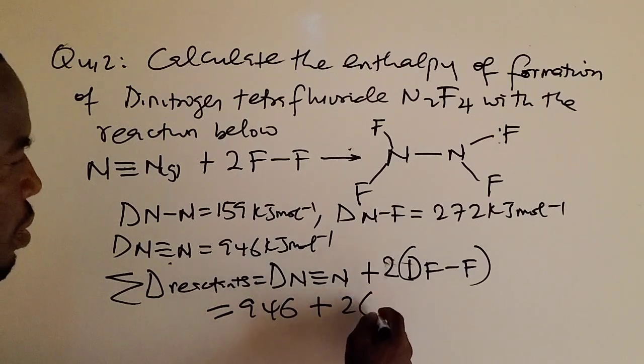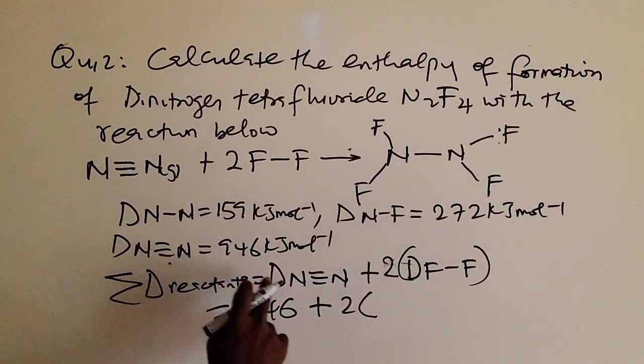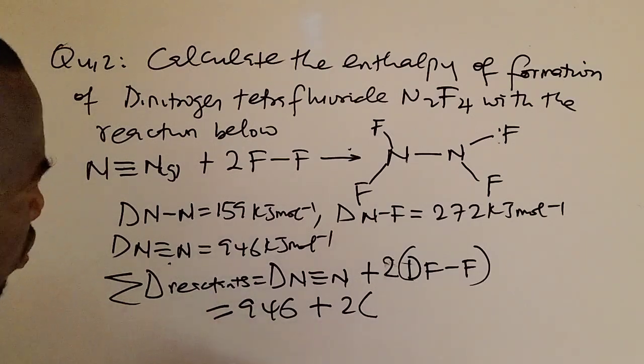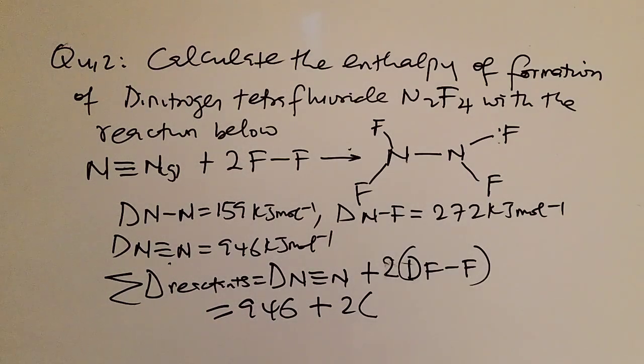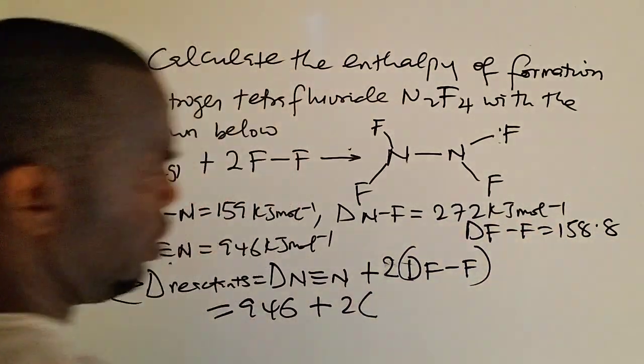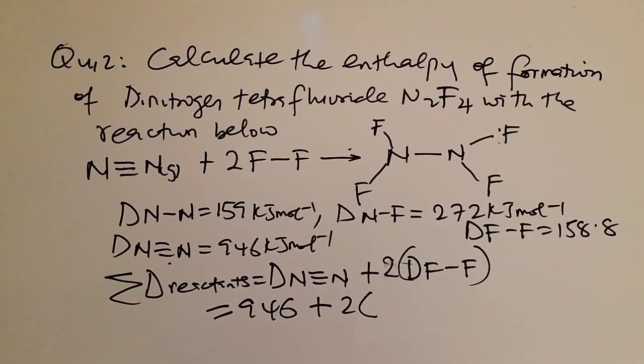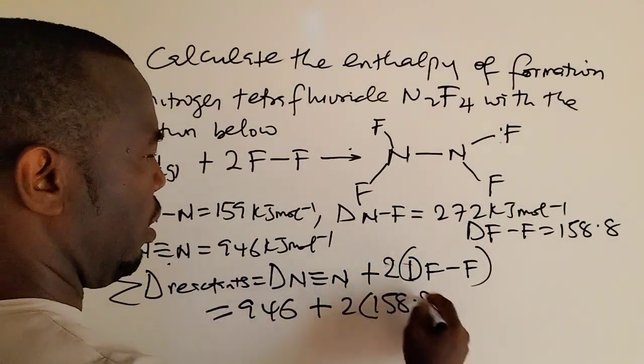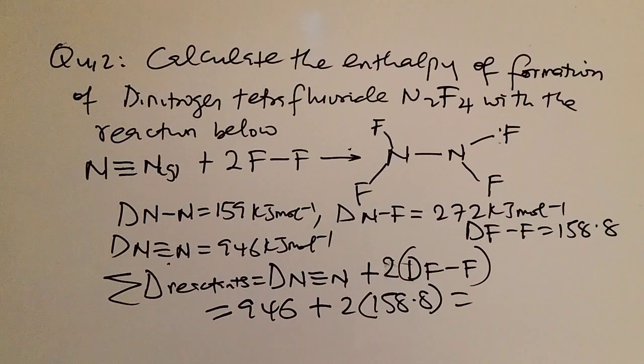Then plus 2 times that of the fluorine molecule, which is not provided to us. We have to get it from literature. The bond energy recorded for the fluorine molecule is 158.8 kilojoule per mole. So it's an omission, and we have to bring it in. When we add this together, we multiply 158.8 by 2 and add it to 946.